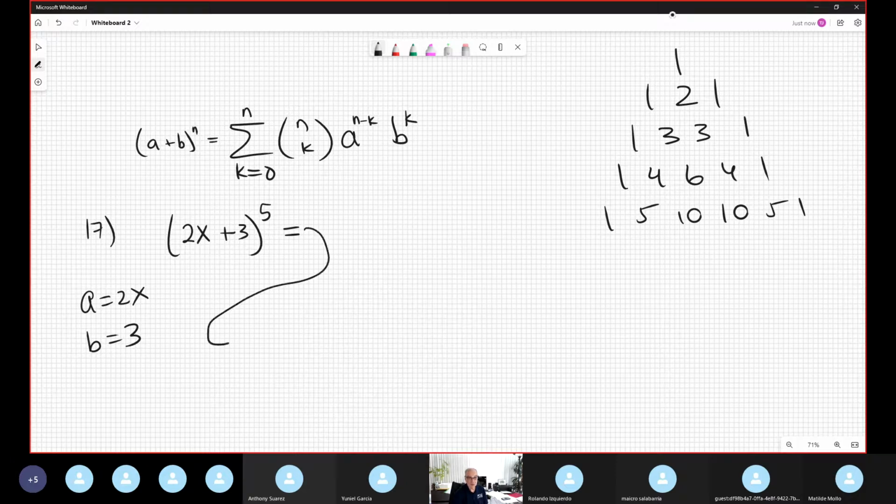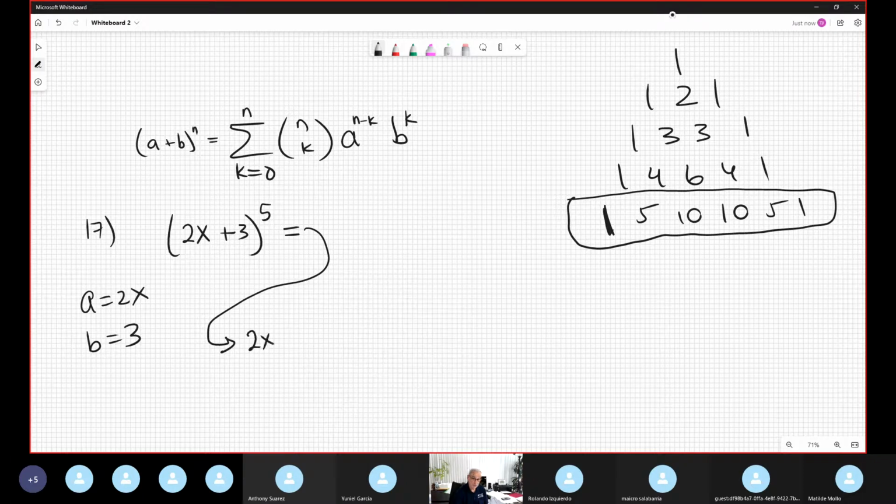Okay, so expand this. Remember, it's (2x) to the fifth power. That you copy. Well, the first combinatory number is 1. This is the row I need. This is 1. And you have a, which in our specific question is 2x, to the fifth power. Okay, and no b, because b is 0. b is 3 to the 0 power.